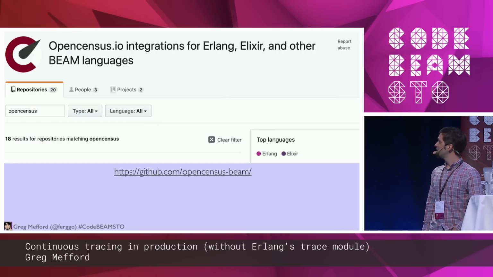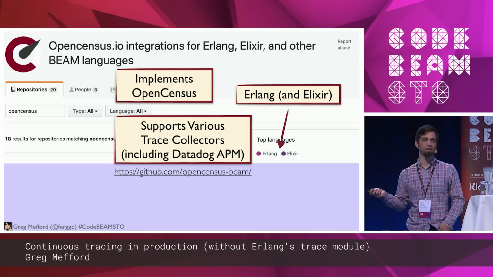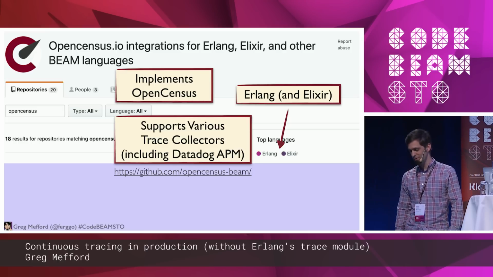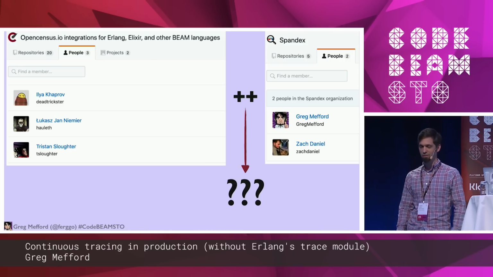So the plan is that we're going to work with the OpenCensus team, which currently supports Erlang and Elixir both very well, implements the OpenCensus standard, and has various trace collectors, including Datadog APM, so a superset of features. And the plan is to have these teams combine together into whatever turns out to be the thing with Open Telemetry, to be determined.